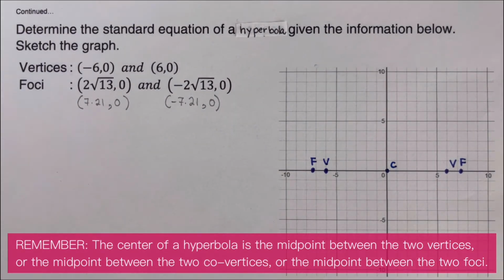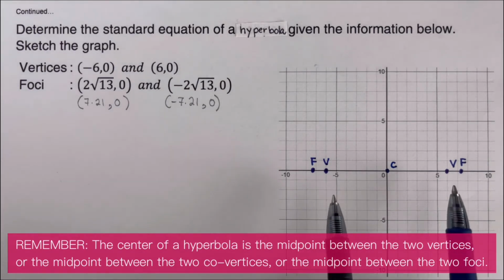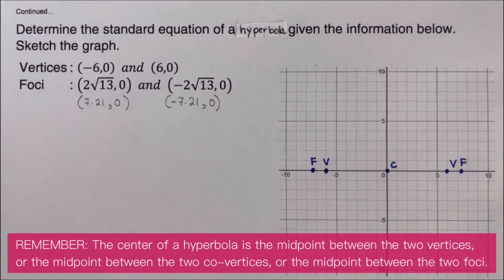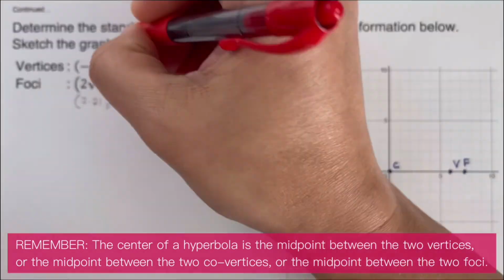And since, looking at the figures that we have here, the two vertices are horizontal relative to each other, so they are side by side, we can go ahead and say that this hyperbola is an example of a horizontal hyperbola. So I'm going to go ahead and write that information up here.